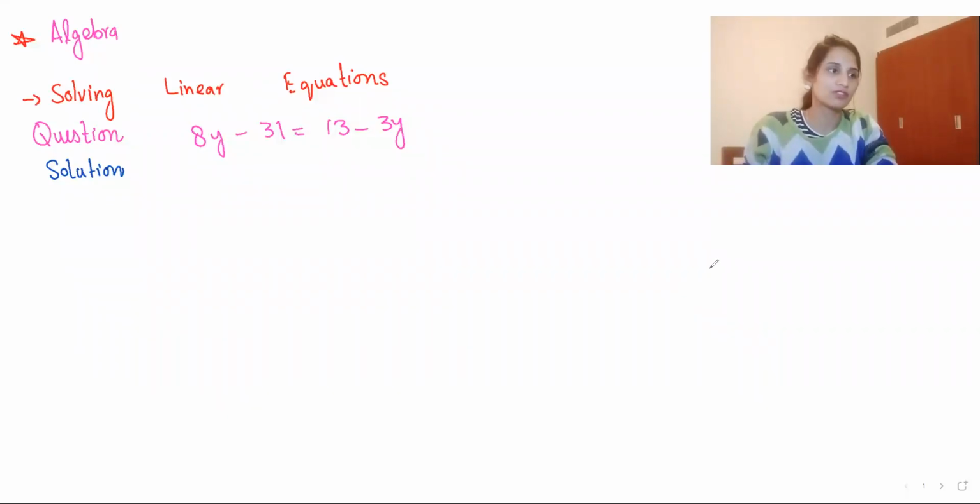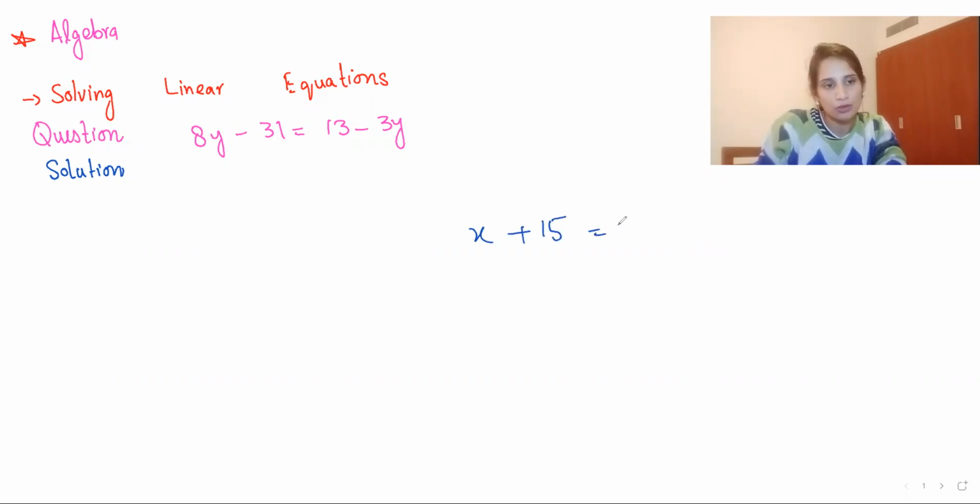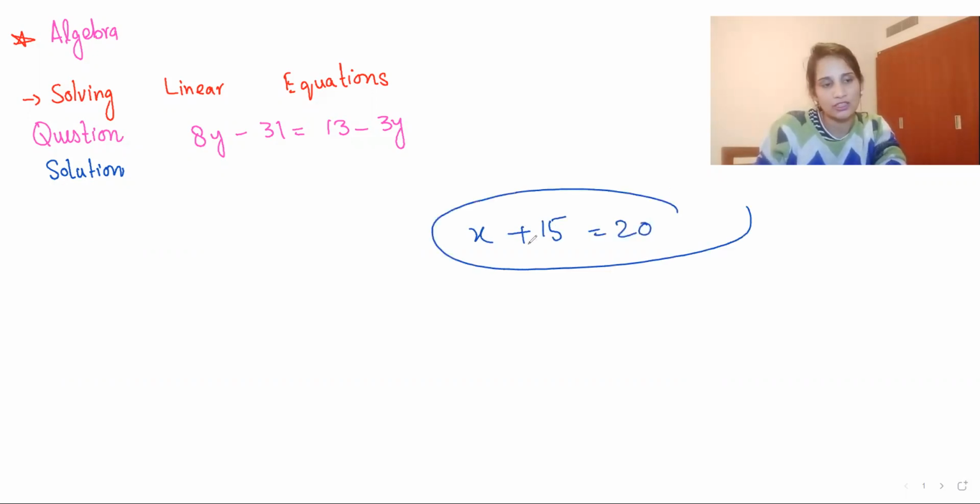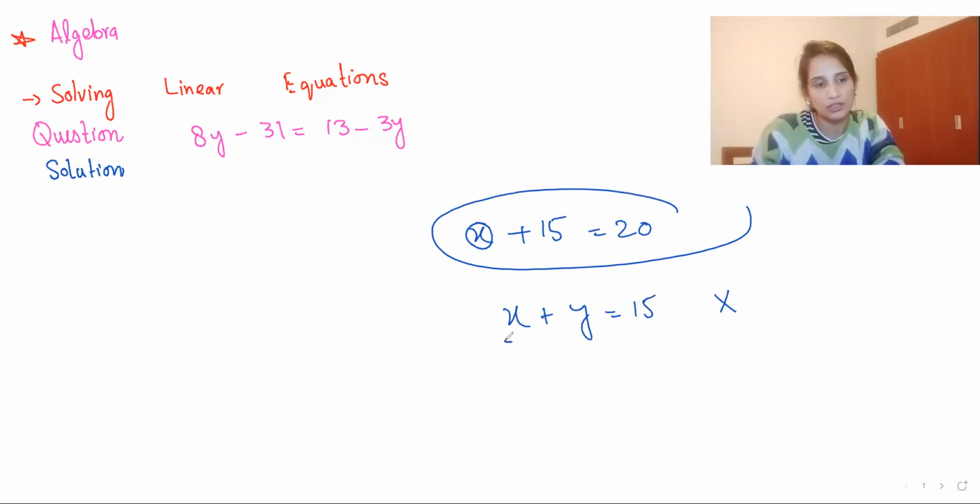Hello, in this lesson, we will see how we can solve the linear equation. The equations that have only one unknown value are linear equations. For example, x plus 15 is equal to 20 is a linear equation as it only involves one unknown, x. However, x plus y is equal to 15 is not a linear equation because it involves x and y, two unknown values.